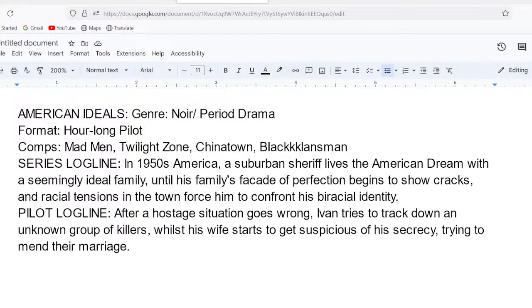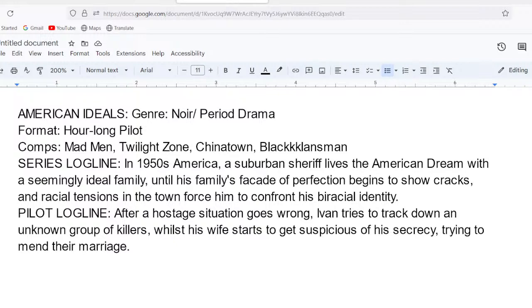Okay, so in that case, is this group of killers a plot element that is going to be relevant in the whole show? Yeah, it will. It will carry through the entirety of the sheriff's goal, which is to essentially try and get rid of them.